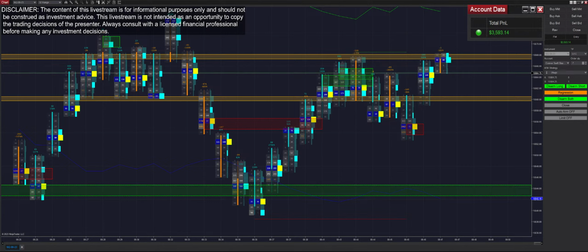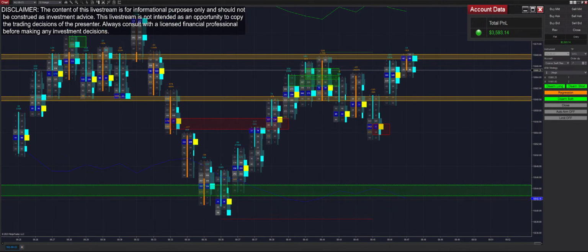A lot of waiting here. Let's see if there's any action. Didn't break through that line there that we had previously marked as of yet.